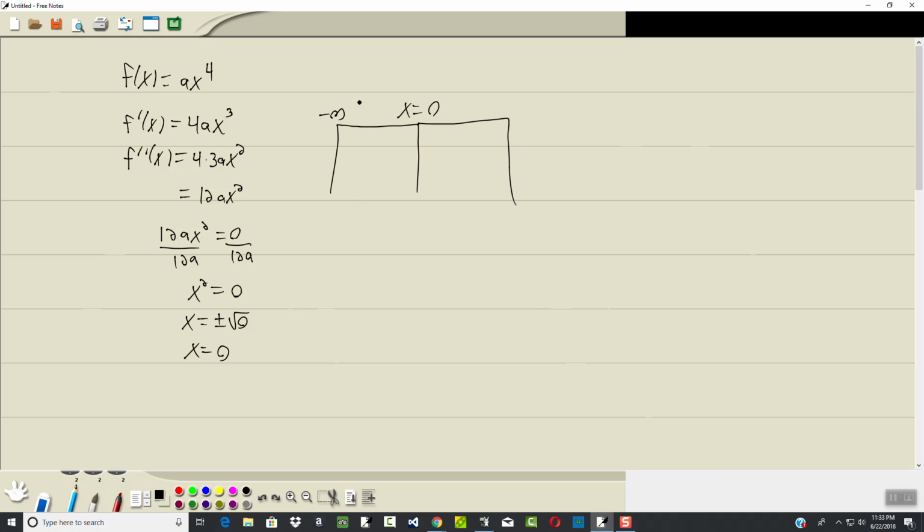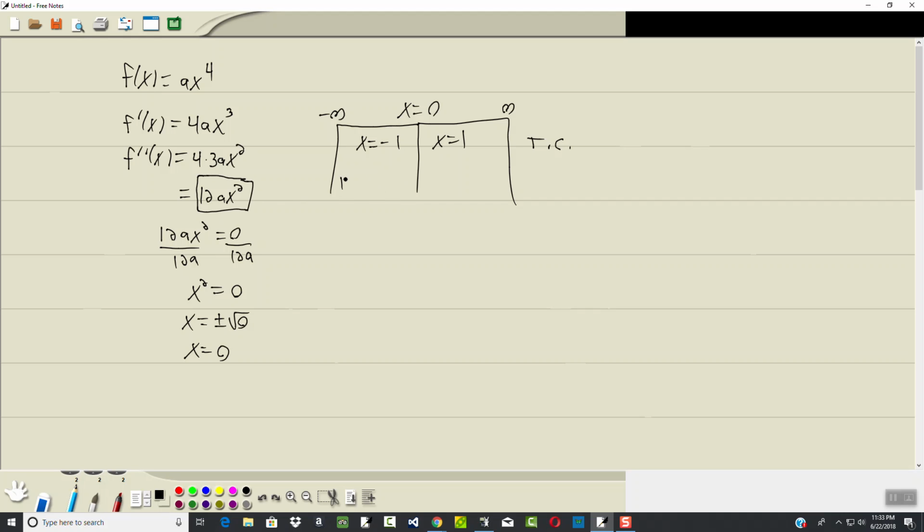So now I want to plug that in and choose test cases. I want to choose something less than 0, like -1, and something greater than 0, like 1. And I want to plug those into my second derivative. So I'm going to plug them in here.